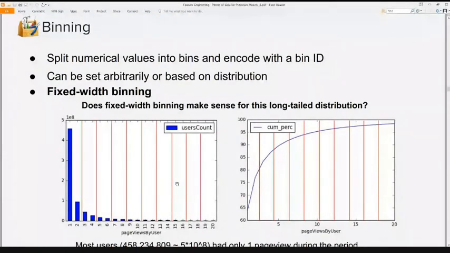So split numerical values into bins and encode with the bin ID. So that is binning. Okay, sorry guys.